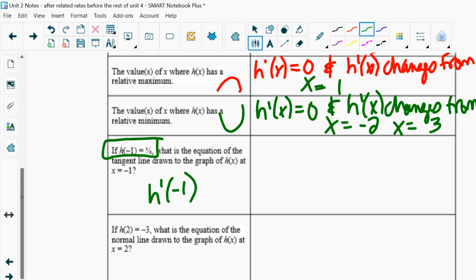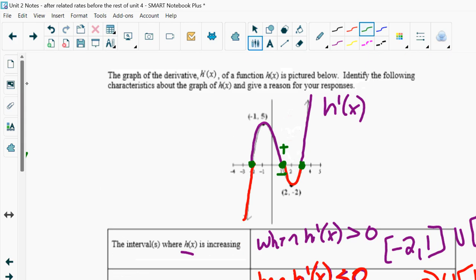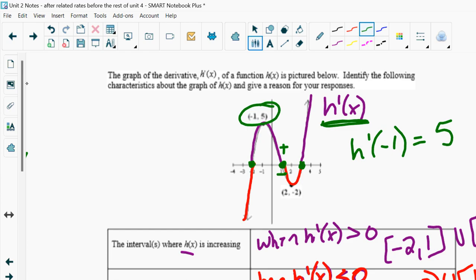So on my graph, if this is the graph of h prime, do I know what h prime of negative 1 is? Because it's just the point on that graph, because this is the graph of the derivative. So h prime of negative 1 is just whatever point that is on the graph. So since they didn't give us h of x, they had to give us the point, and then we could go up and read the graph to find the slope. So my slope is 5.